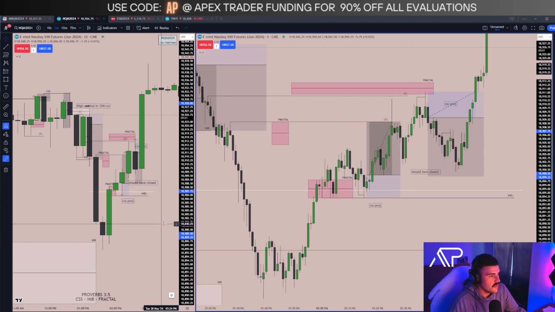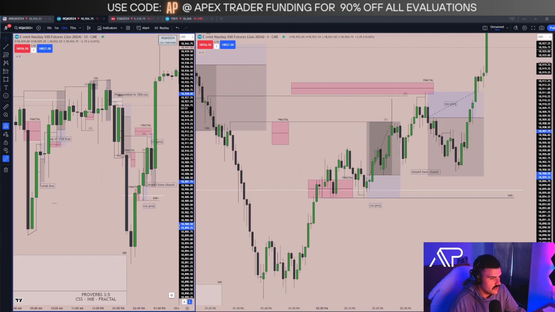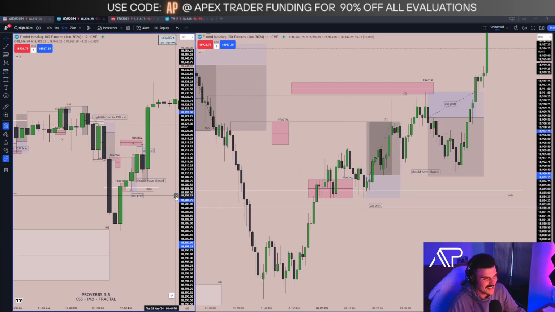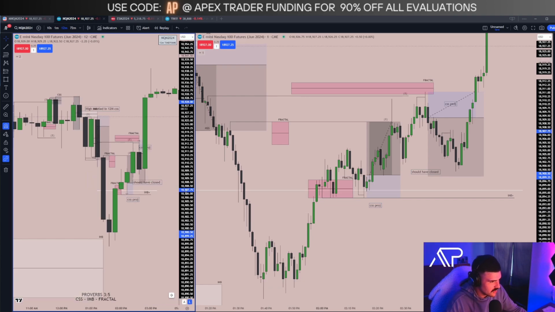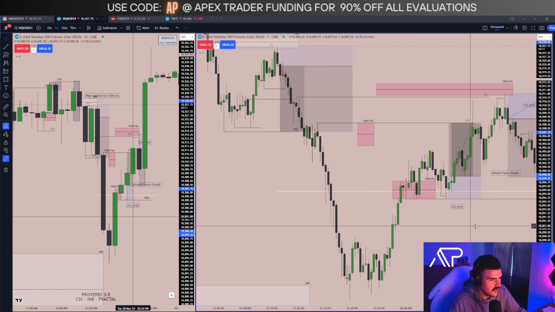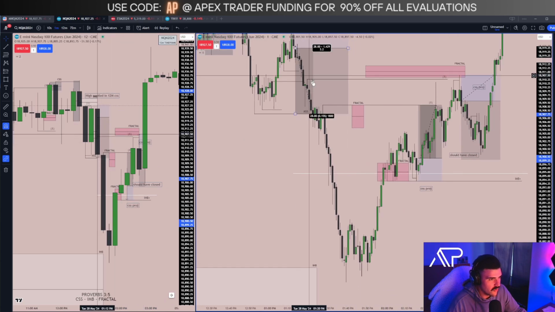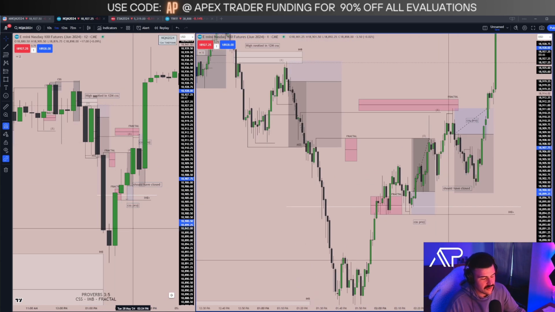Right here, this next setup, this is actually super quality. And you may think this is counter trend, which it is, but there's more to it, right? There is far more to it. You can see we have all of this massive move down. And this is something I've talked about.